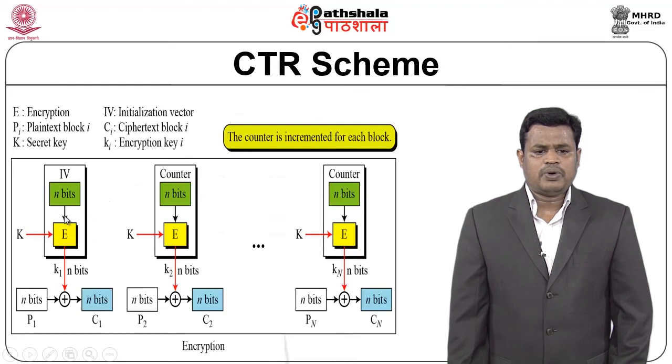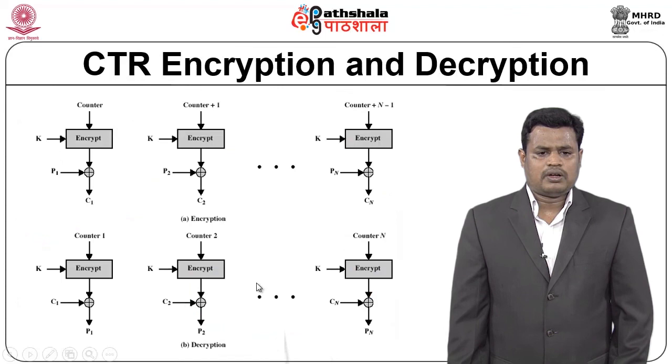This scheme takes the IV, initial vector, key and n bits, and this n bit output is XORed with the plaintext to generate the ciphertext. Similarly each time there is a counter; instead of taking feedback from the previous block, it uses the counter. This counter helps generate a new ciphertext block from the previous one. This is the process during encryption, and this is the process during decryption. We can observe the counter, counter plus 1, up to counter n minus 1, similarly counter 1, counter 2, counter n, in both the encryption and decryption process.